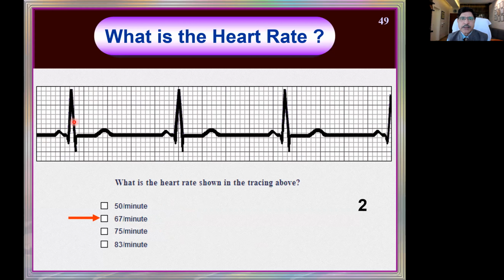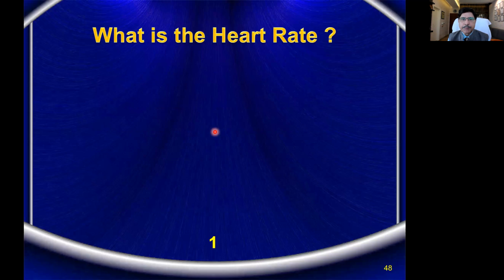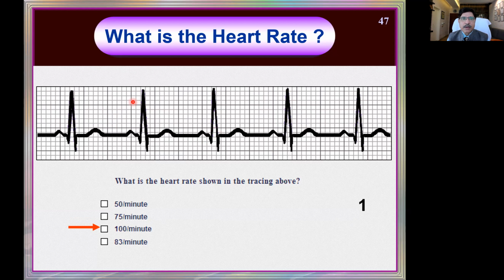For example, see here, are the RR intervals constant or not constant? Exactly. So you see here, the distance between them is the same as this one and that one. So in such a case, you can determine the rate. For example, you see the previous ECG. Here also the RR intervals are very constant. So you can estimate the rate very correctly. It is not very difficult.